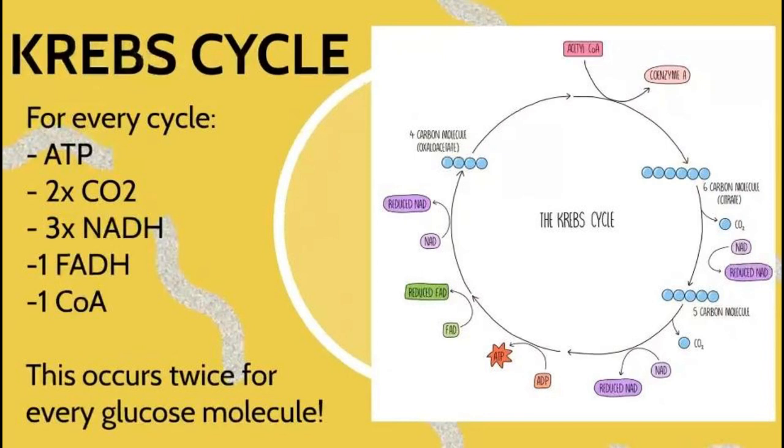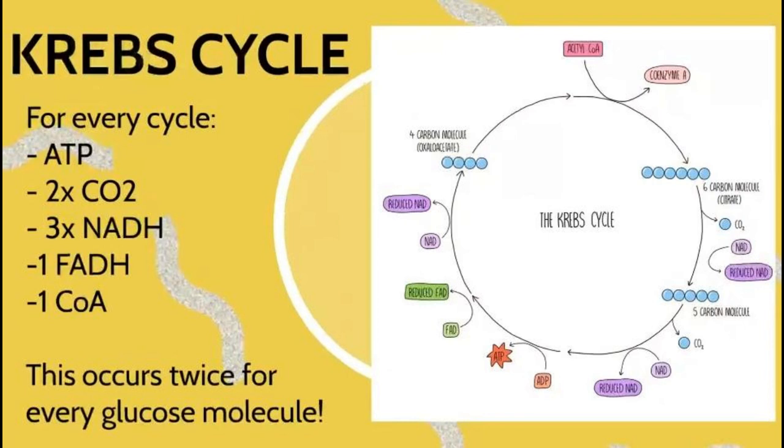So let's go over it one more time, and then I'm going to go through each step one by one again. So the Krebs cycle is essentially a series of reactions which generate reduced NAD and a similar molecule called reduced FAD, which are required for oxidative phosphorylation. We're also producing ATP.